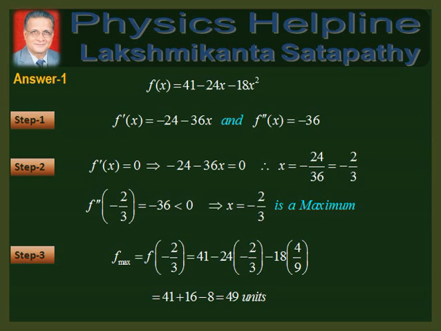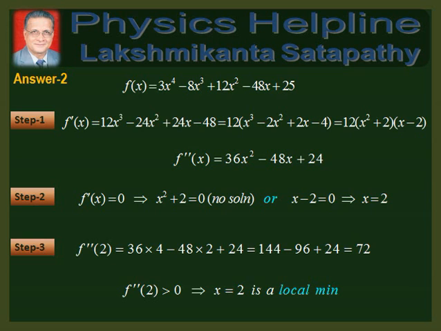We observe that f double dash x is equal to minus 36, which is independent of x. Since f double dash is less than 0, we get a maximum at x is equal to minus 2 by 3. In the third step, we find the maximum value of the function, which is f of minus 2 by 3, which is equal to 49. Therefore, the maximum profit of the company is 49 units, which is the answer to question 1.